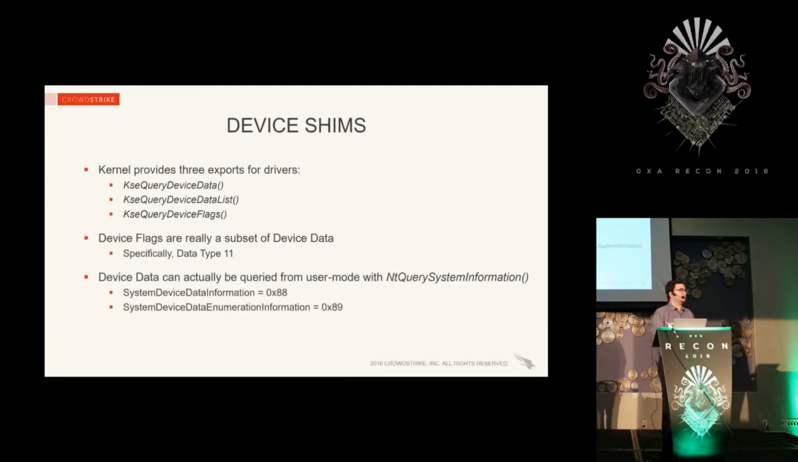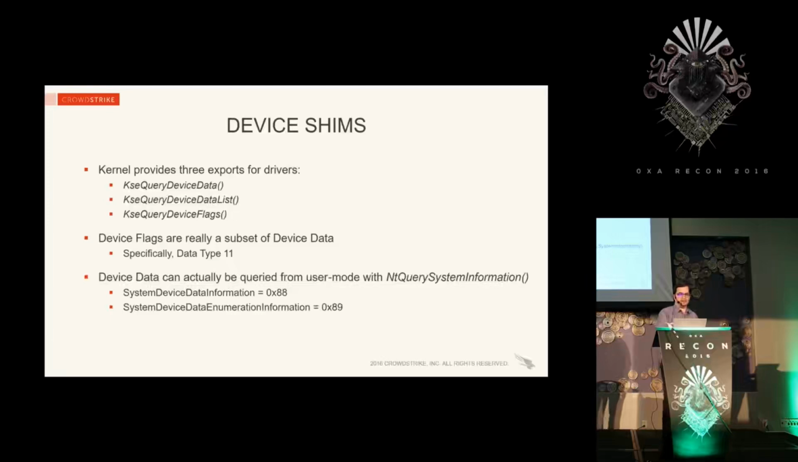So device shims are basically exposed to 3 APIs: KSC query device data, KSC query device data list, KSC query device flags. And device flags are basically a subset of device data. They're the XP flags that always existed. The XP flags became a subtype of the device data. Now, this device data can actually be queried from user mode. So those functions are kernel functions, but if you call NtQuerySystemInformation, which is a well-known Windows undocumented API for getting all sorts of interesting things from the system, you can pass in those 2 information classes, and that's going to give you the device data for a particular device.